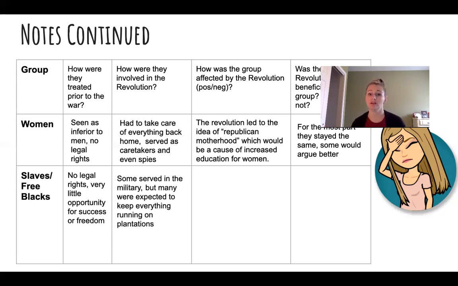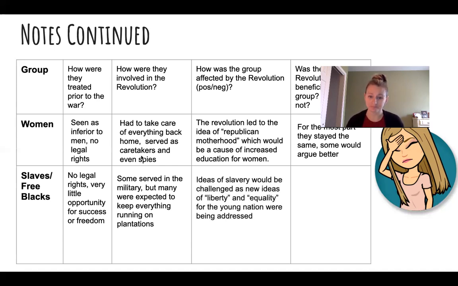Some served in the military on the side of the British because the British promised freedom to them if they were to win. Some wanted to go and fight on the side of the colonists because they felt that they would possibly be able to get their freedom as a result of doing that. So some of them were going to be serving in the military, but a lot were still going to be responsible for making sure they took care of the land back on the plantations, especially in the South.